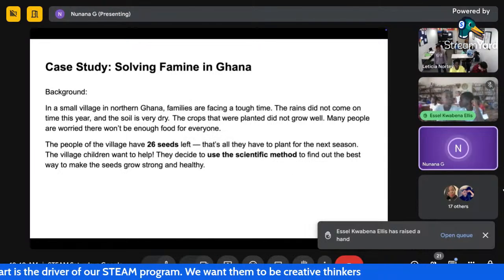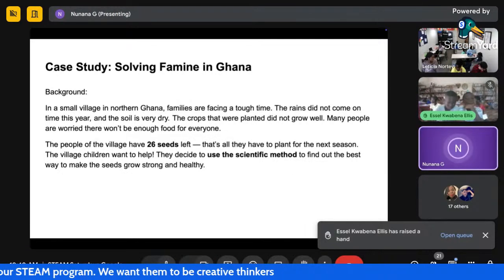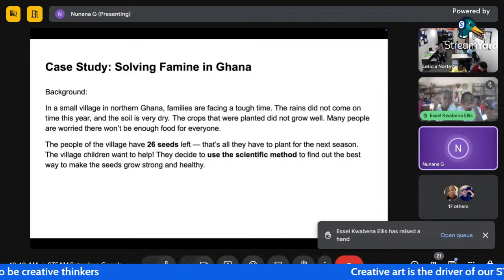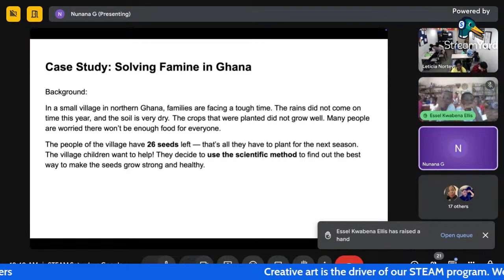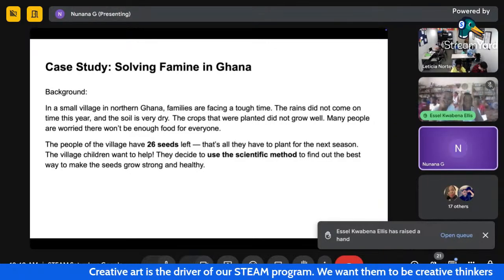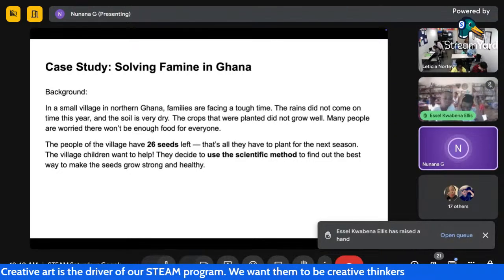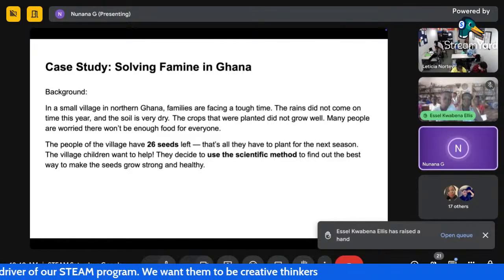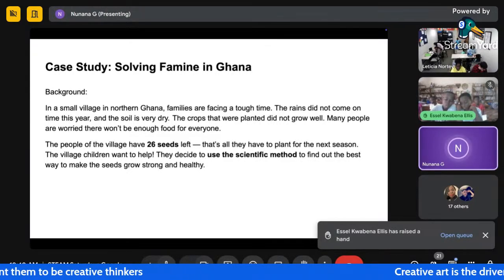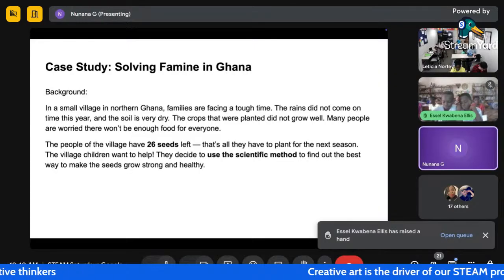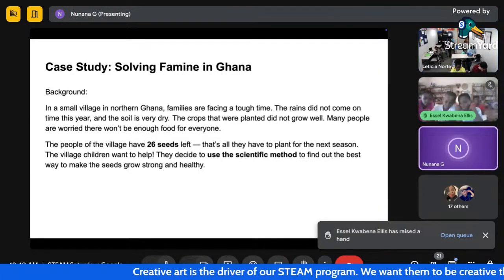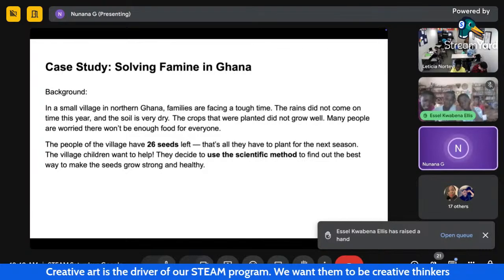They have seeds. So the problem is there is famine. It hasn't rained. The soil is very dry. And we know that in order for a seed to grow, the soil has to be what? Moist. They have to have water. They have to have sunlight to help the seed grow. The only thing they have right now is the sunlight. The soil is dry. It looks like they don't have water.